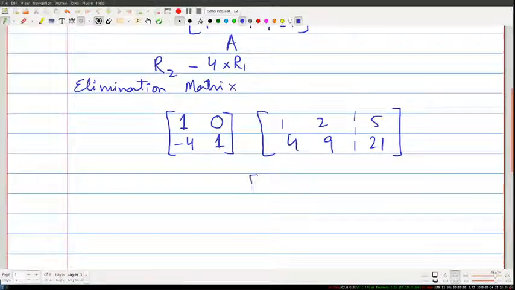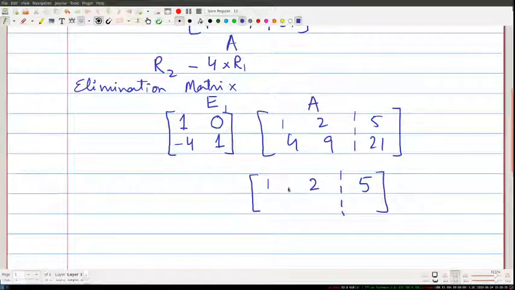Now we can multiply these matrices together. I get the first row as it is because that's how I built the left hand side matrix. Let's call this E1, let's call this A. So what will happen here? I will get minus 4 plus 4 is 0, minus 8 plus 9 is just 1, and then minus 20 plus 21 is just 1. So that's the matrix that I've gotten.